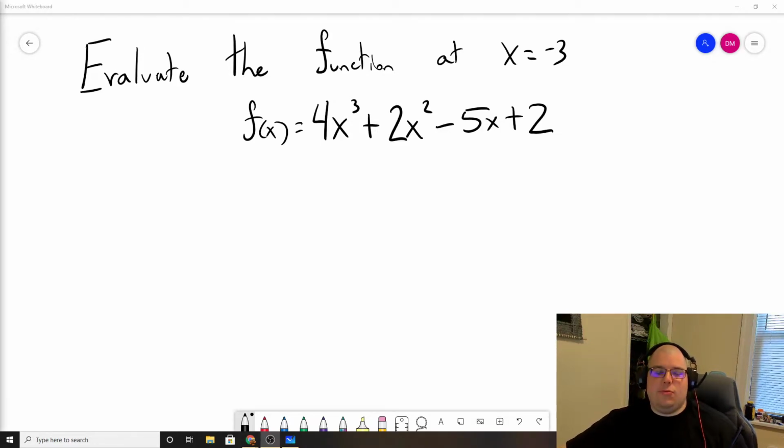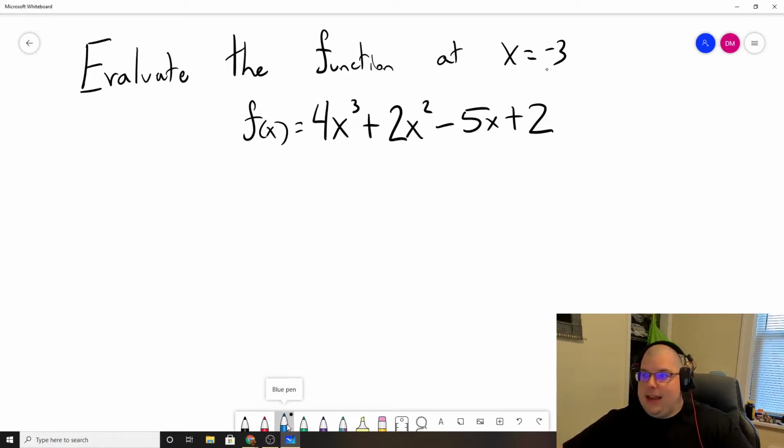Alright, today we're going to talk about evaluating functions. So the problem will generally say evaluate the function at x equals stuff, and then somewhere in that problem they will give you a function. Now the first step in this is to figure out what that number is that they want you to evaluate it at. So at x equals, that number is what we've got to use, and then we're going to put it into the function that they give us.